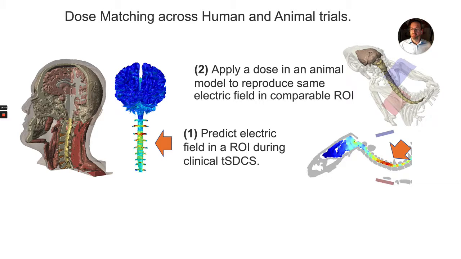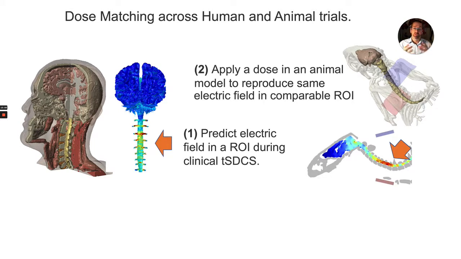electric field, because you can see that the electric field is not uniform everywhere. So there is no one electric field. You have to select a region that you think is important for your particular outcome, and you extract the electric field there. Now, the next step is you run a comparable model in an animal.